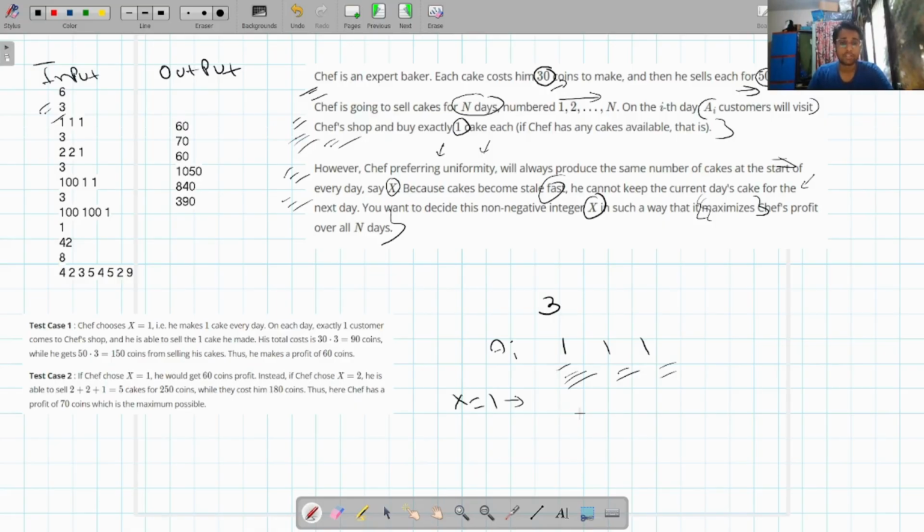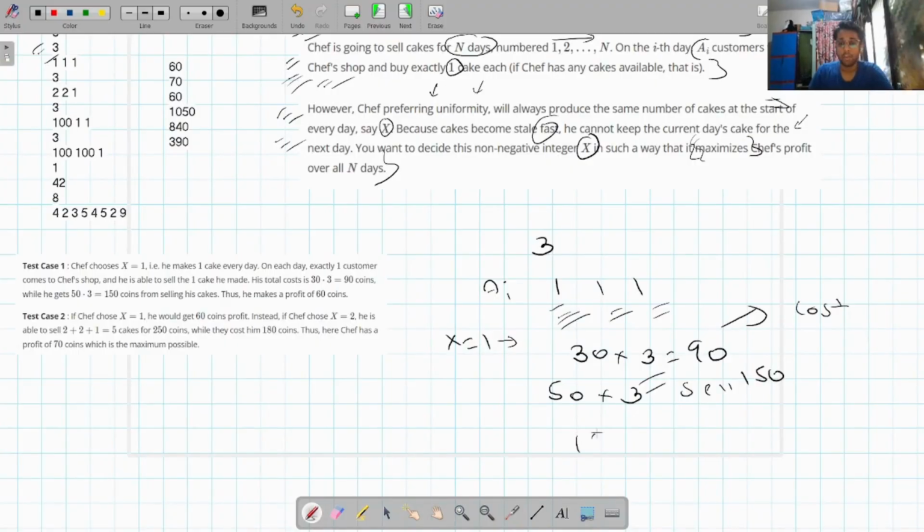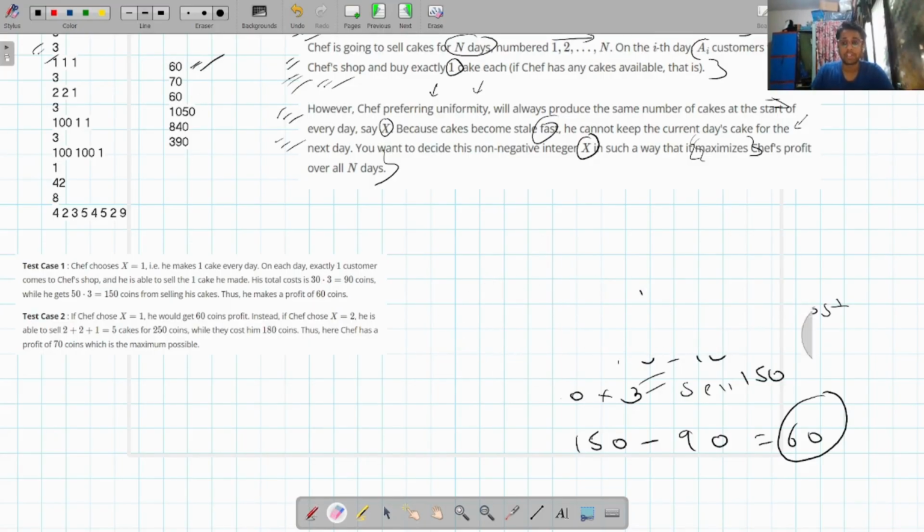cake he made. So his total cost would be 30 times 3, which is 90 coins, and the total he will get would be 50 times 3, right? The cost is this much, the selling is this much. So it is 150. The total profit would be what? It would be 150 minus 90, which is 60. So this could be the maximum, right? The output is simple, 60. Now let's take one more test case, guys.